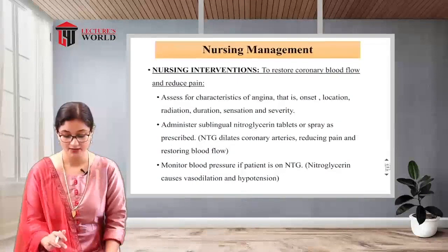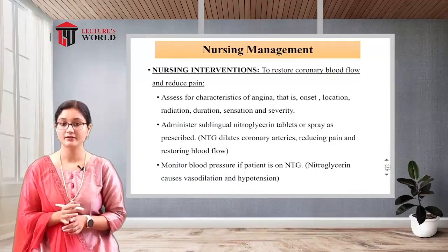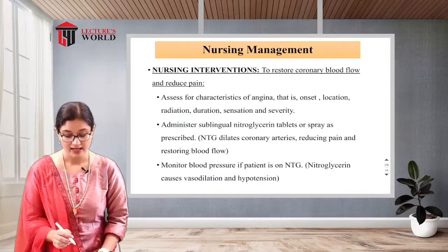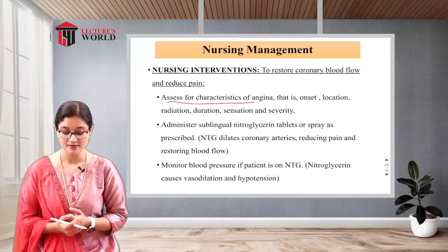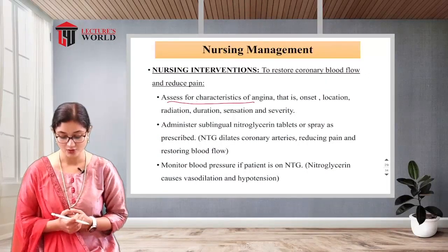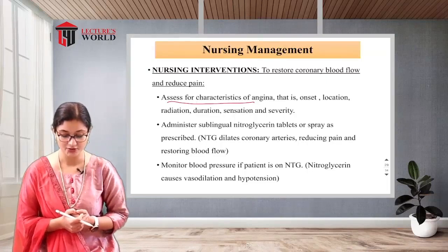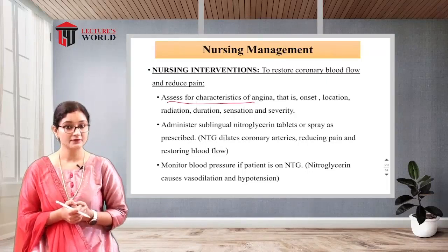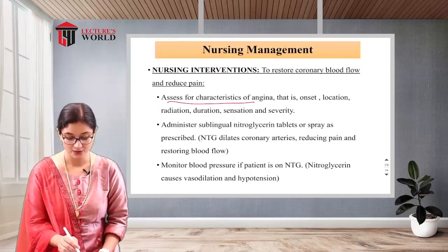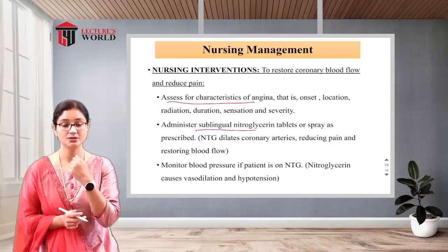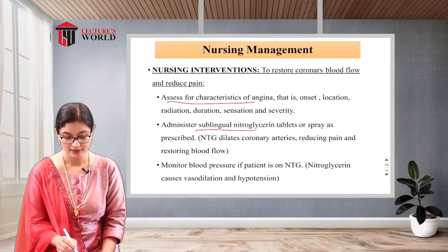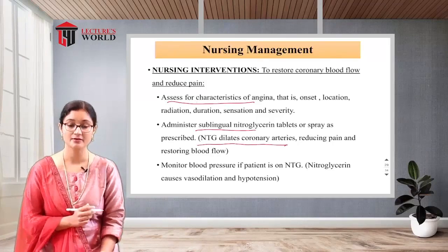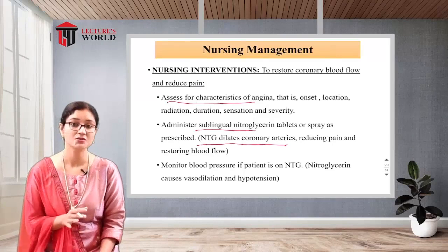The first one is to restore the coronary blood flow and reduce the pain. What we need to do is assess. As you know, for every intervention we first assess. So assess for the characteristic of angina, that is onset, location, radiation, duration, sensation and severity. Administer, this is what we are going to give: sublingual, below the tongue, nitroglycerin tablet or spray as prescribed, because nitroglycerin dilates the coronary arteries, reduces the pain and restores the blood flow.